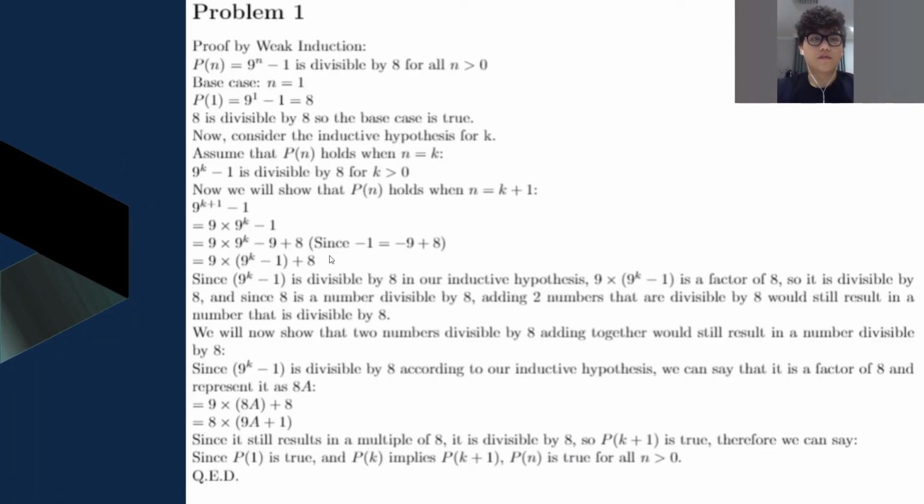And this is a summary of every step I've done in this video. So first we have our claim here, and we need to set a base case to test if our claim is true for at least n equals 1. So now we assume that P of n holds when n is equal to k, and this is our inductive hypothesis. And then we need to prove that P of n holds when n is equal to k plus 1. And after we have proven it to be true, we can safely say that it is true for all n greater than 0.